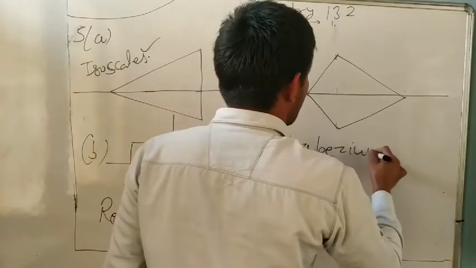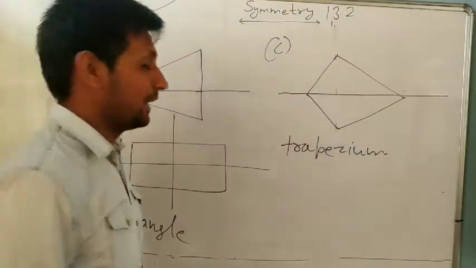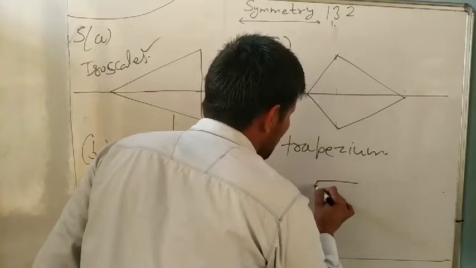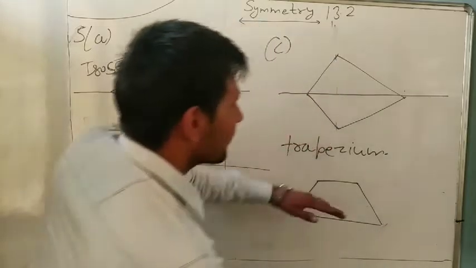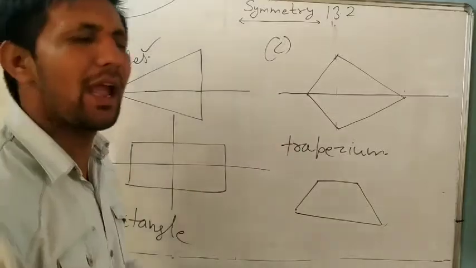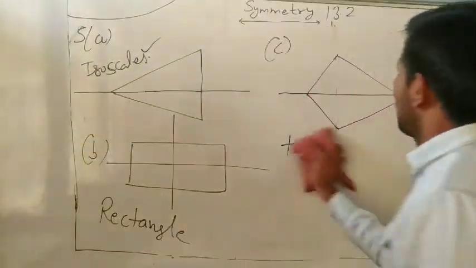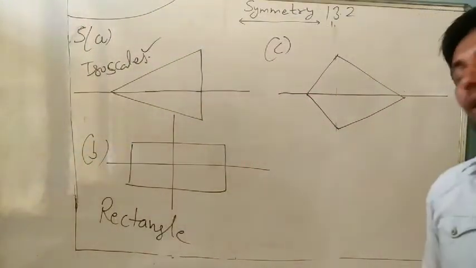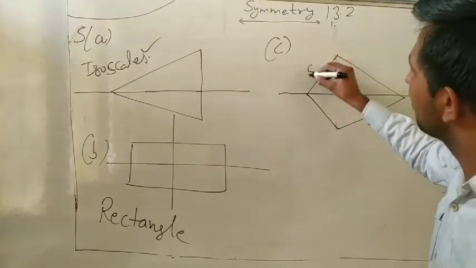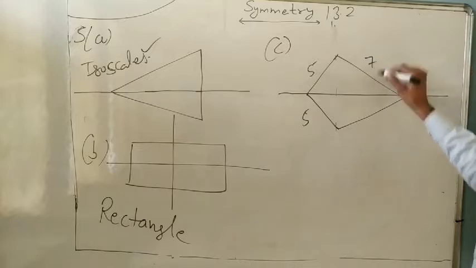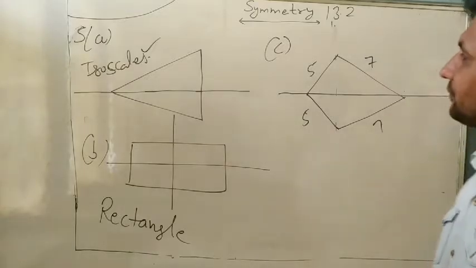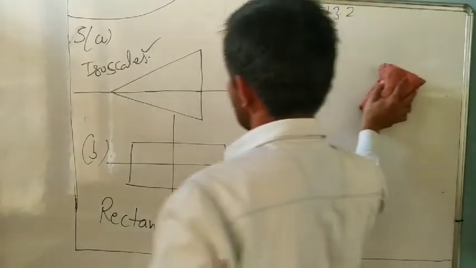Trapezium is a quadrilateral in which only one pair of opposite sides is parallel. It is okay, but if we rotate it, it is still a trapezium. Any name you can write, otherwise you can make only the figure. So it means it is 5 centimeters, you can take. It is also 5, and it is 7. Okay, you can make. Next is.